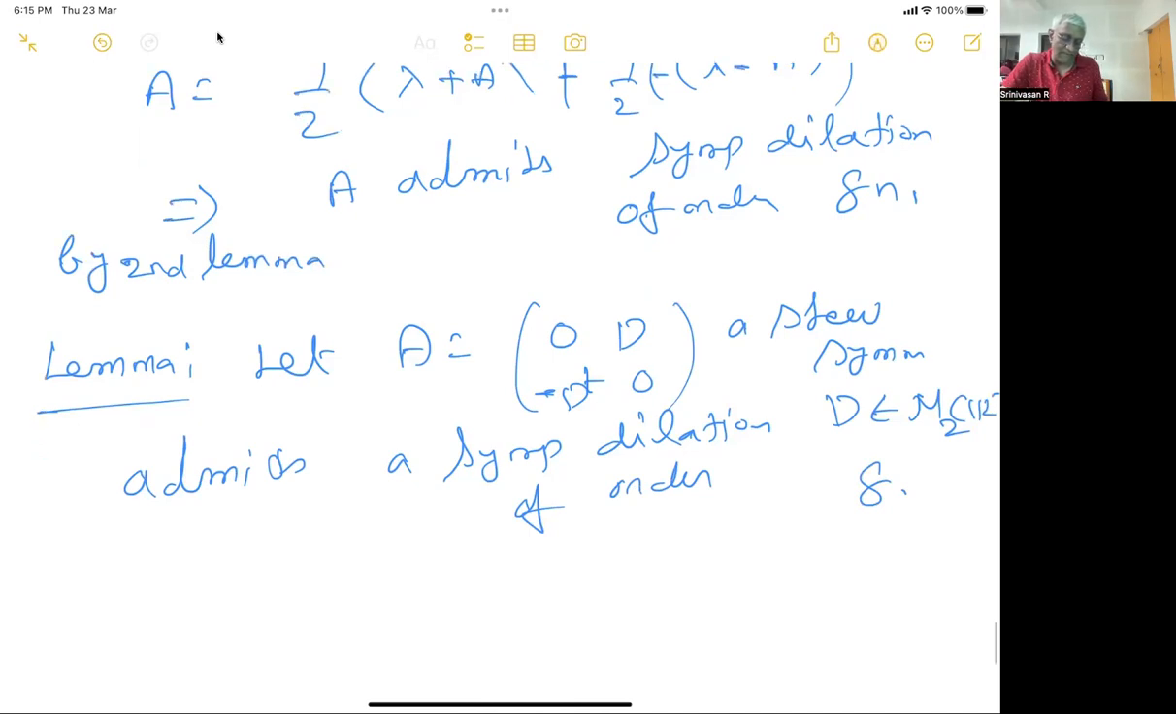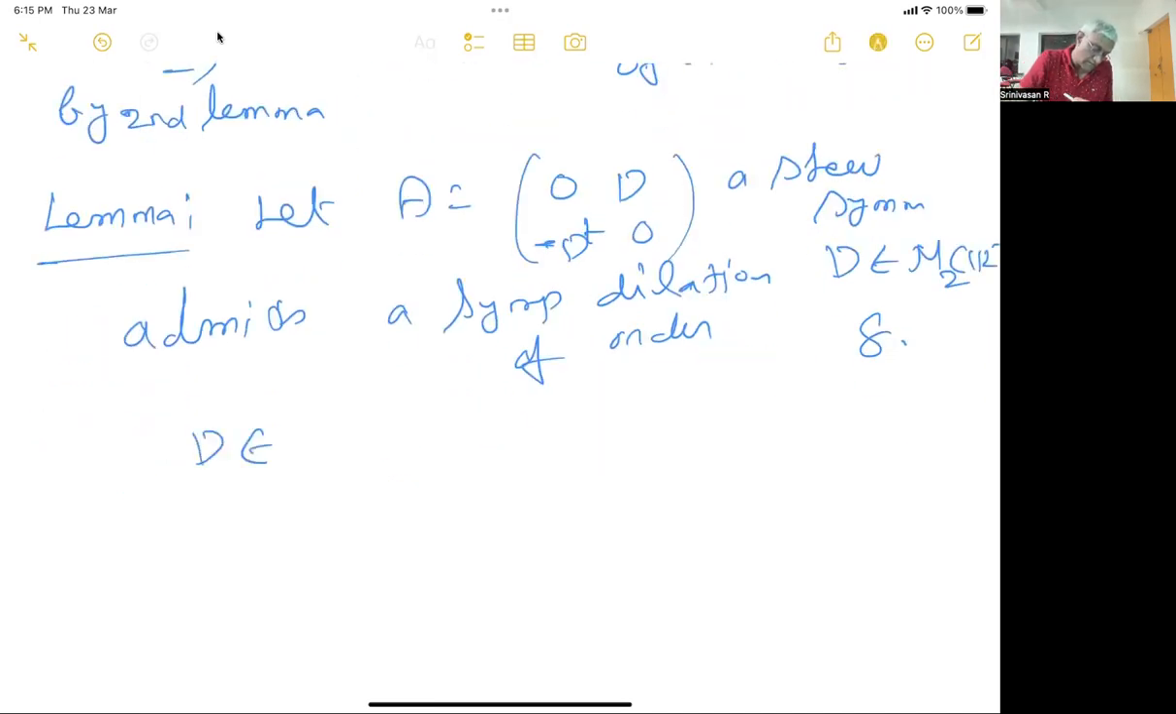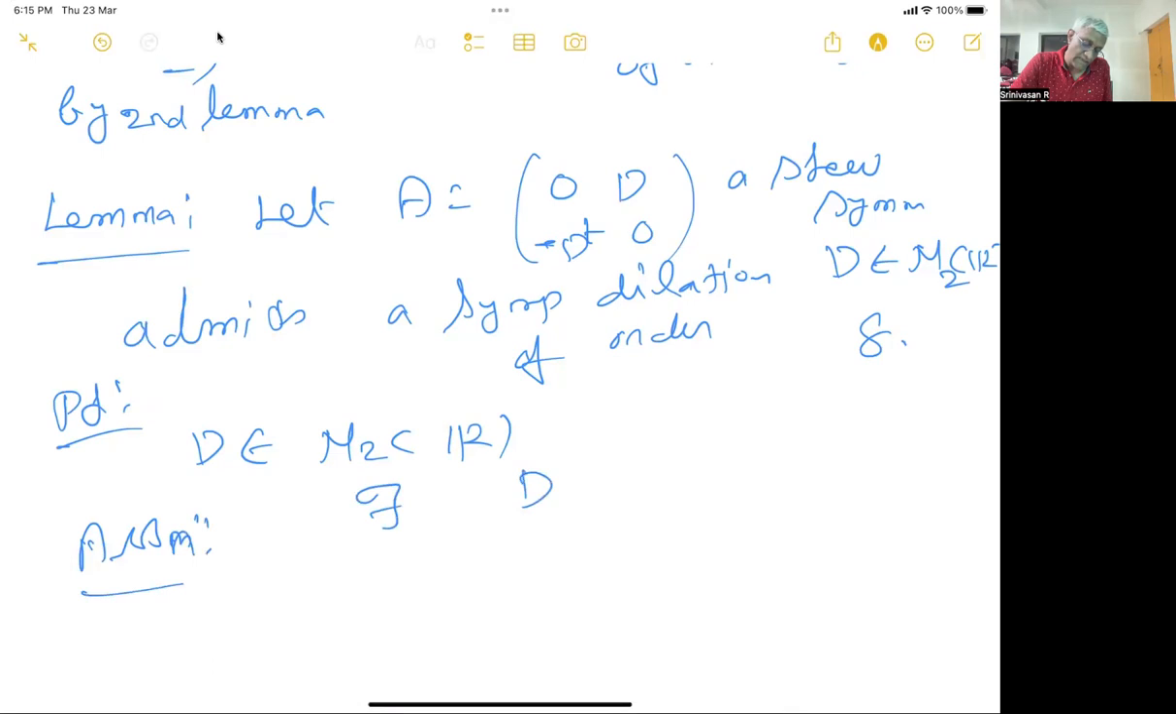Proof. D is in M2R. So by assignment, which is a direct calculation, there exist E, F, G in M2, such that the matrix is in Sp4. There exist E, F, G, that's what it says. There is a symplectic dilation of D.